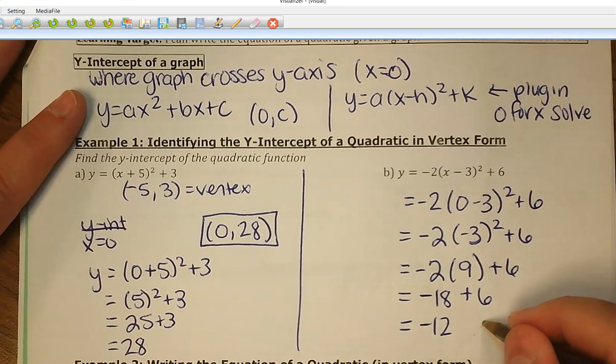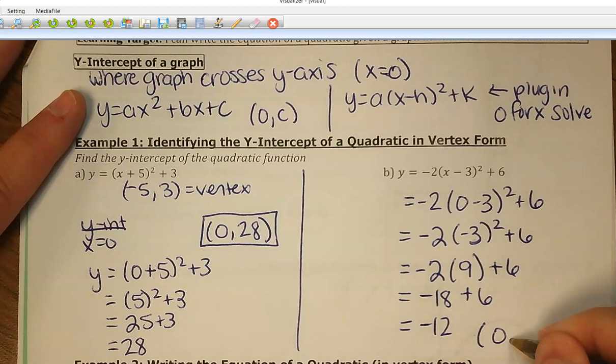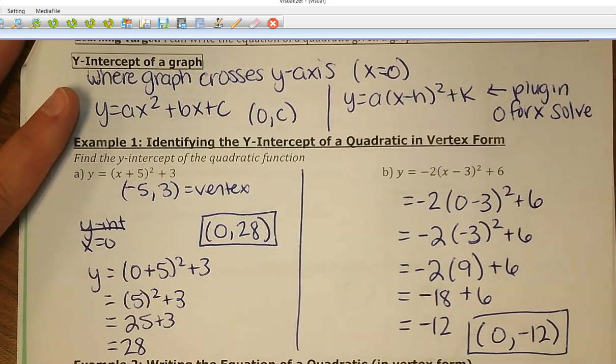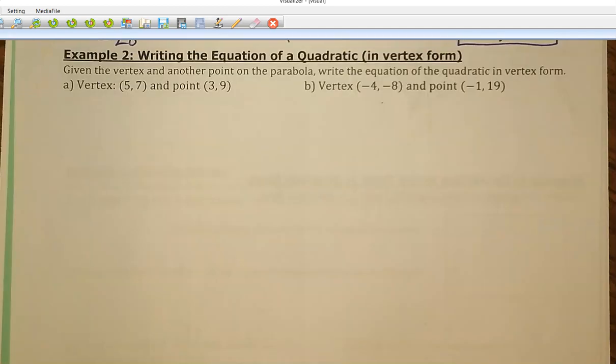So my answer here would be, again, I plugged in 0 for x, so go ahead and write down negative 12 for the y value. Okay, now what we're going to work on in example 2 is that I'm going to give you the vertex and a point, and from that information that's plenty to figure out the equation of a quadratic in vertex form.